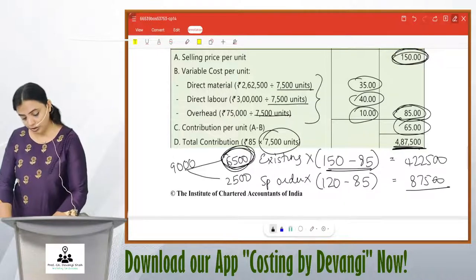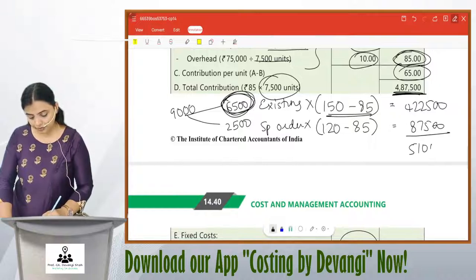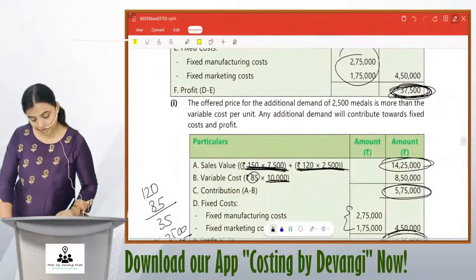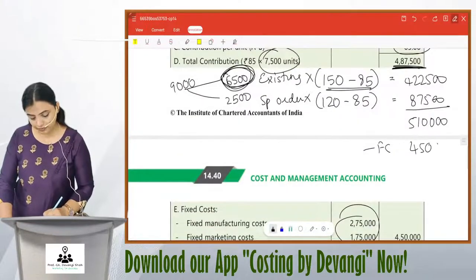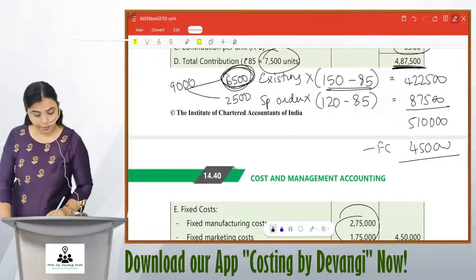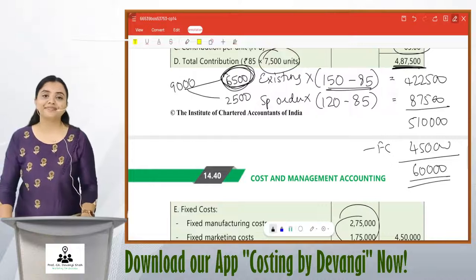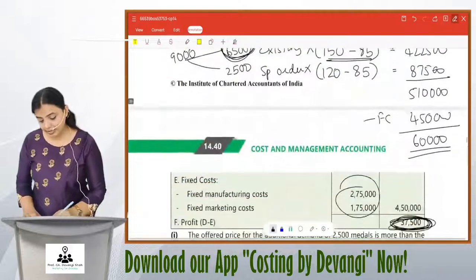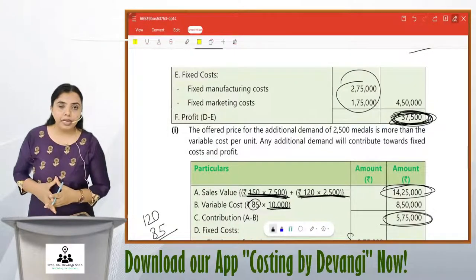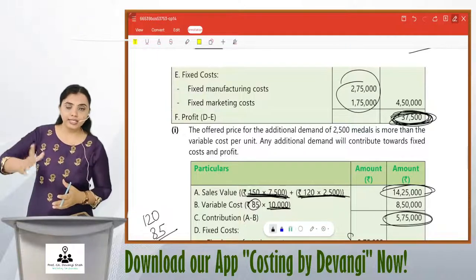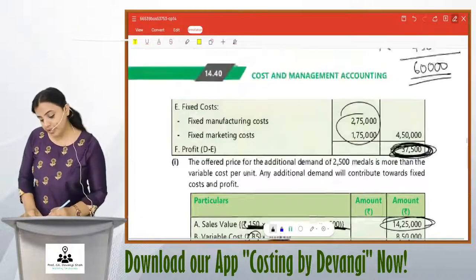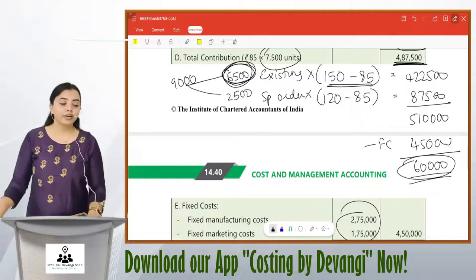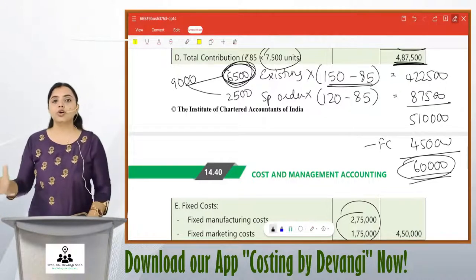तो फ्रेंड्स, अभी मेरा टोटल कॉन्ट्रीब्यूशन हो चुका है 5,10,000 and minus the fixed cost. What is your fixed cost? 4,50,000. Friends, your profit is 60,000. Is it more than the existing profitability? Yes. In existing case you are earning just 37,500. By selling less 6,500 of existing and accepting the new special order of 2,500, friends, still you are able to make contribution profit of 60,000. So, agar hamara capacity kam bhi ho jaye, so friends, we must accept this offer.